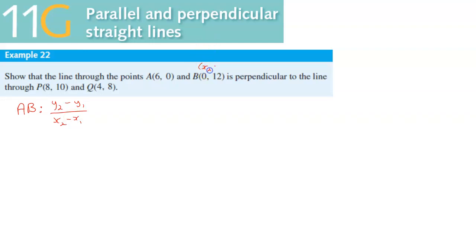Let's make this x2, y2, x1, y1. So I have 12 subtract 0 over 0 subtract 6. That gives me 12 over -6, which is -2. Now let's work out the gradient for PQ.